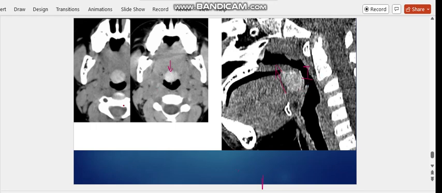This is another non-contrast CT scan, and the lesion is a hyperdense lesion at the base of the tongue. This is ectopic thyroid tissue.